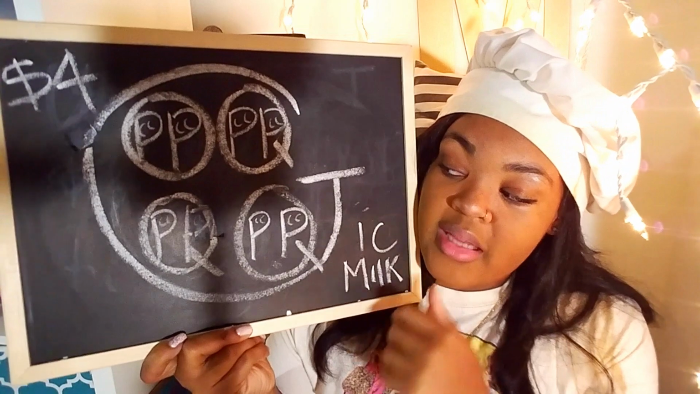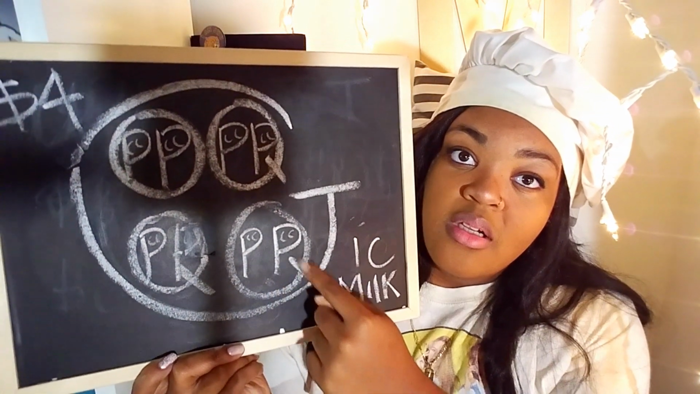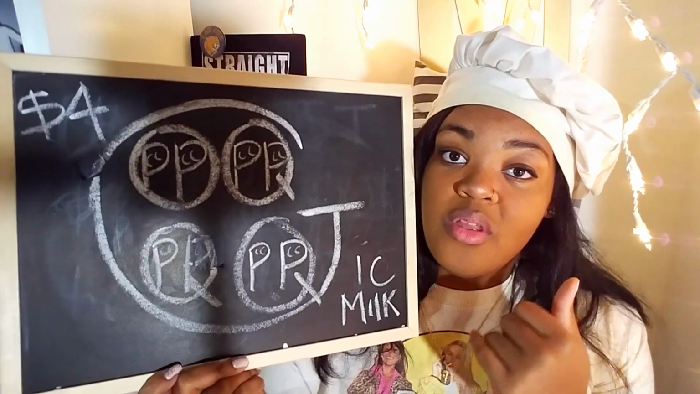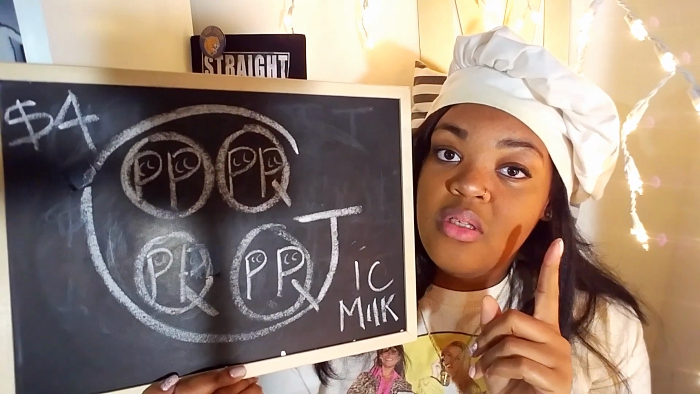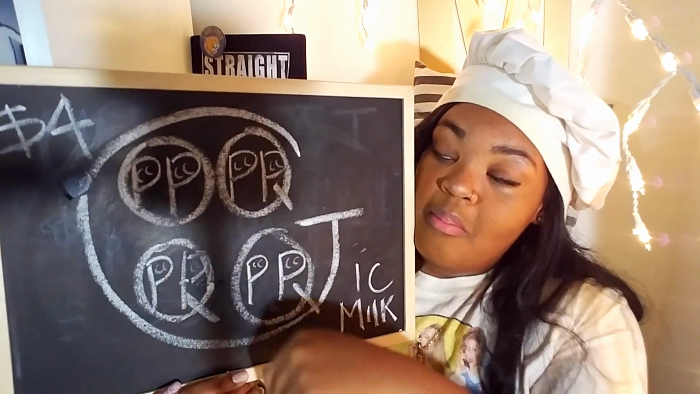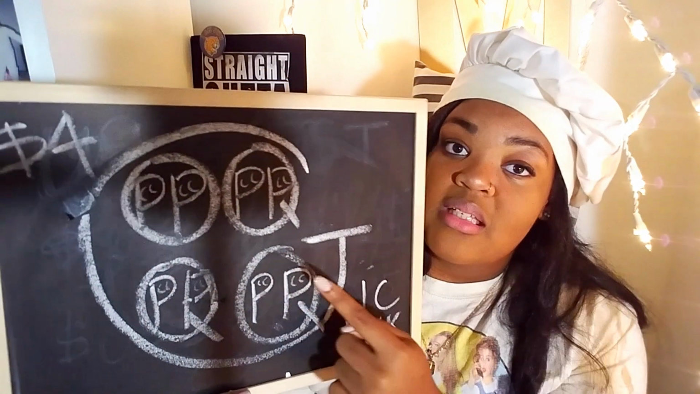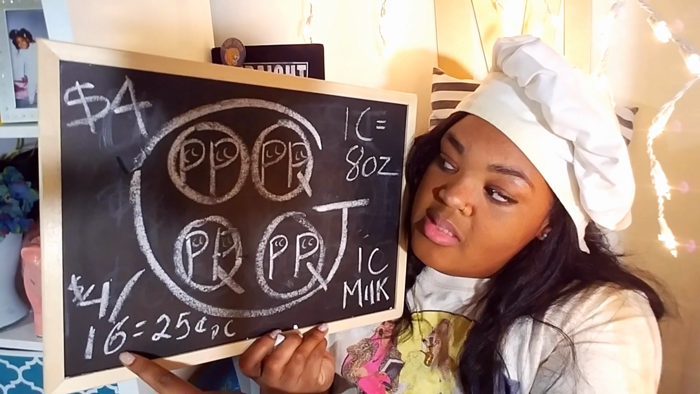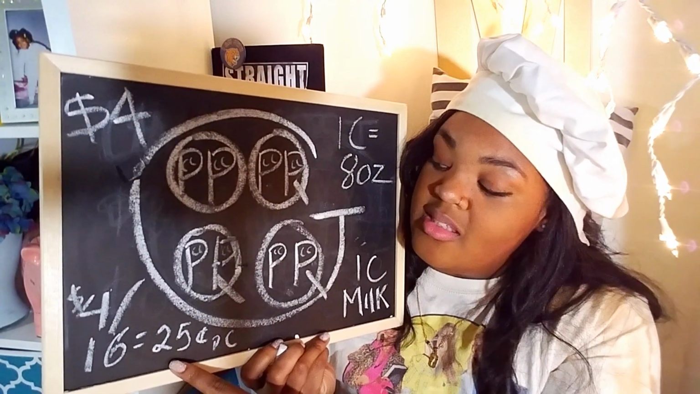There are approximately 2 cups in a pint, 2 pints in a quart, and 4 quarts in 1 gallon. If I'm buying 1 gallon worth of milk for $4, but I'm only using 1 cup of milk, that means I am going to divide 4 by 16 cups. $4 per gallon divided by the 16 cups in each gallon equals 25 cents per cup.